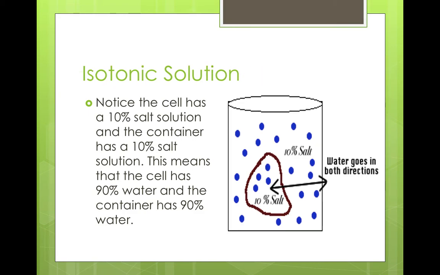And the last one is isotonic. So basically, 10% salt, 10% salt. That means 90% and 90% water. Well, that's why it has the double arrow here. Some water's going in, some water's going out, but it's going to be the same amount. That's that equilibrium. You'll also see that term instead of balanced, equilibrium, because it's equal movement.